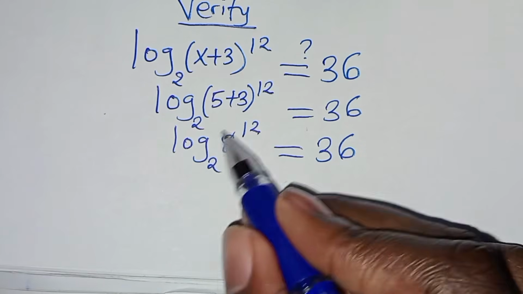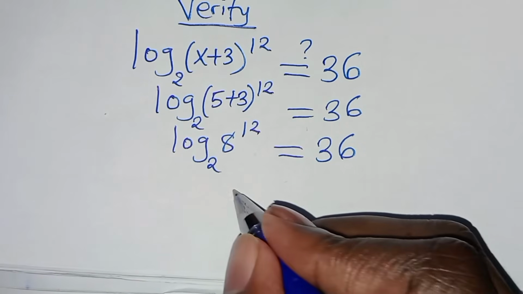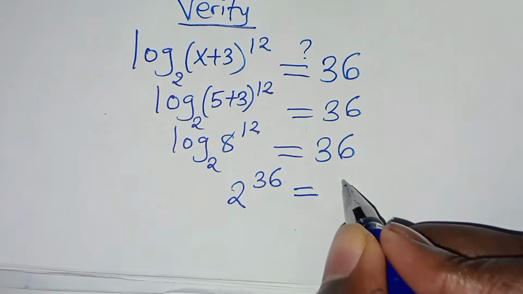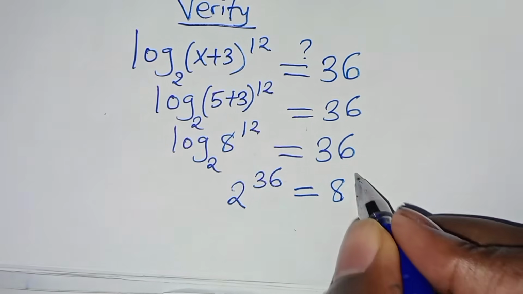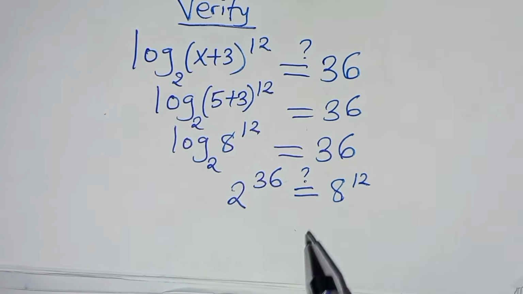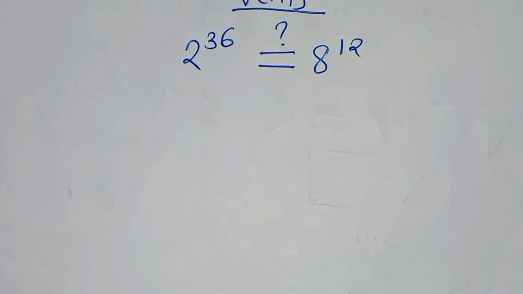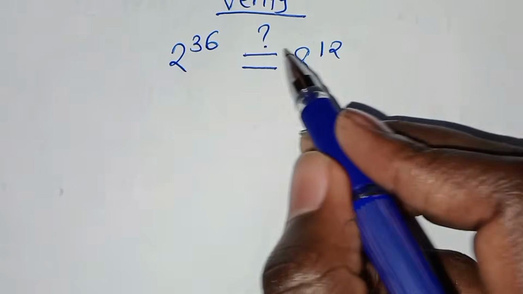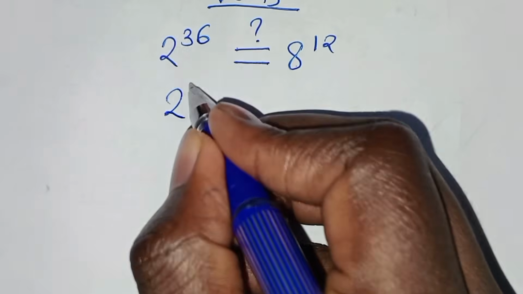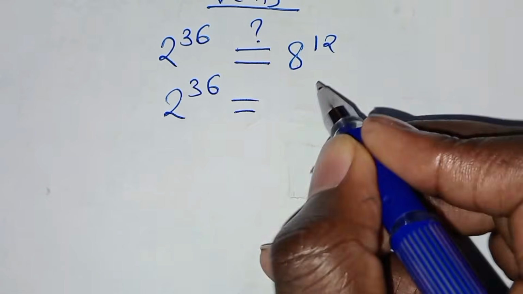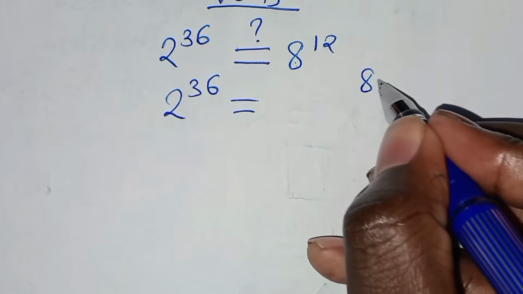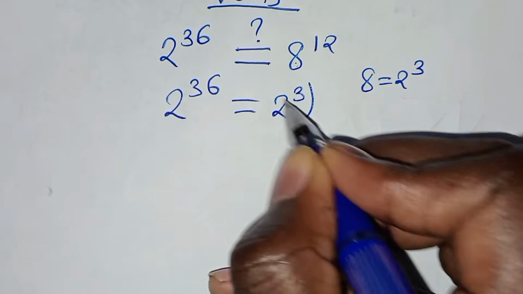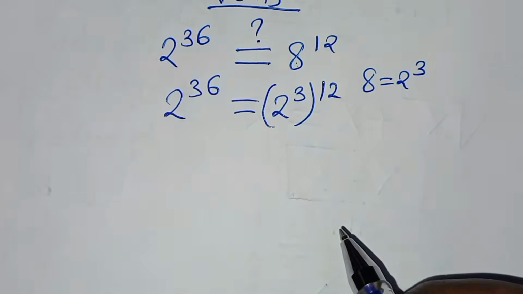Now changing this into index notation, this is the same thing as 2 to the power of 36 equal to 8 to the power 12. So let's check if this is true. 2 to the power 36 is equal to 8 to the power 12. We can express 8 as 2 to the power 3. So this is 2 to the power 3 raised to the power 12.